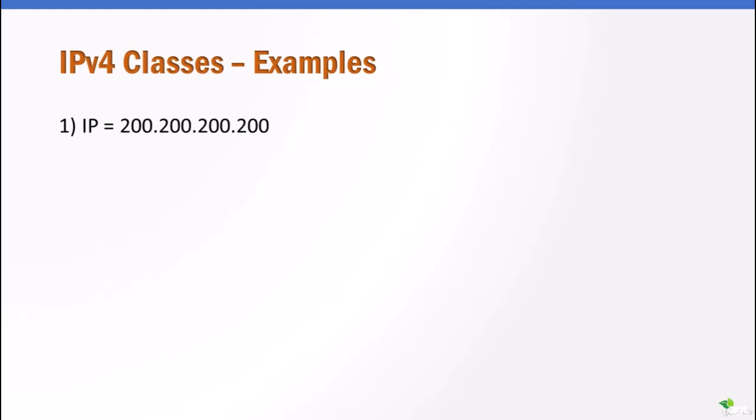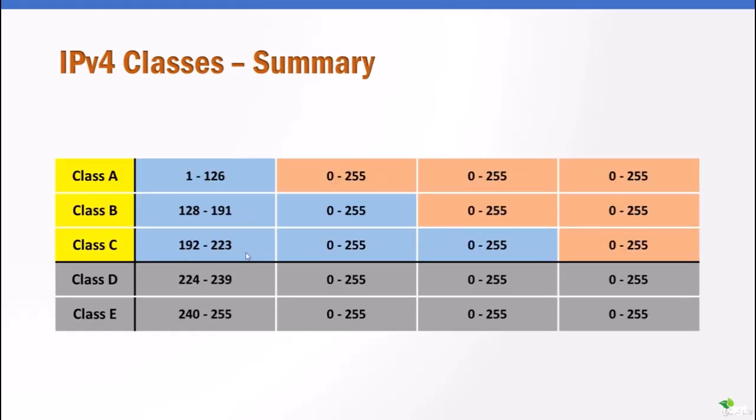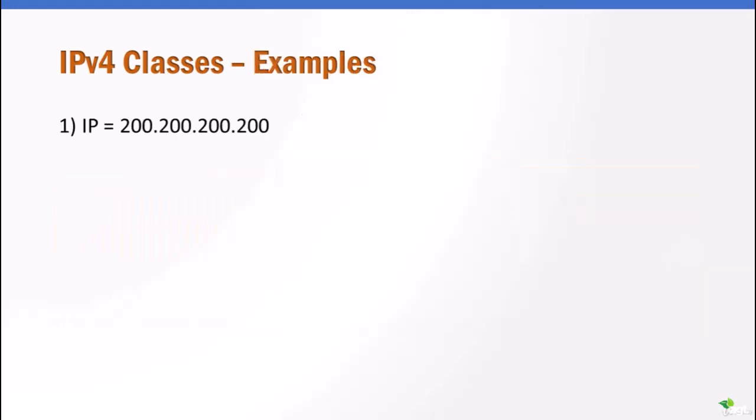So 200.200.200.200. Question for you is, which class does this IP address belong to? As we discussed, we only look at the first octet. So the first octet is 200. That, looking at this table again, would be class C. All right, let's go to the next example.